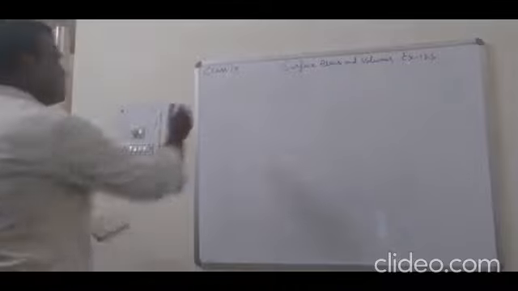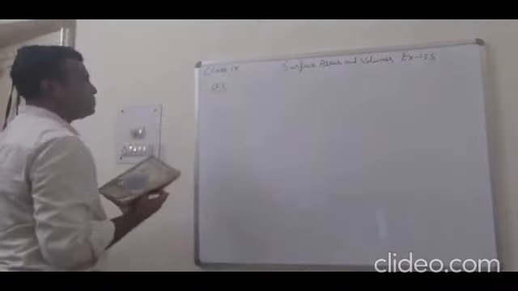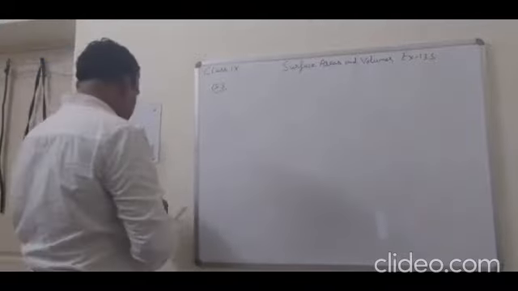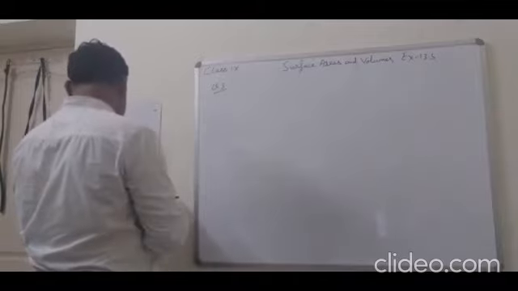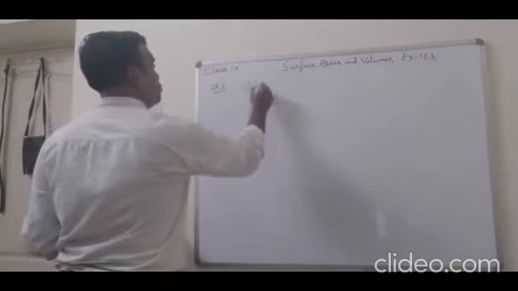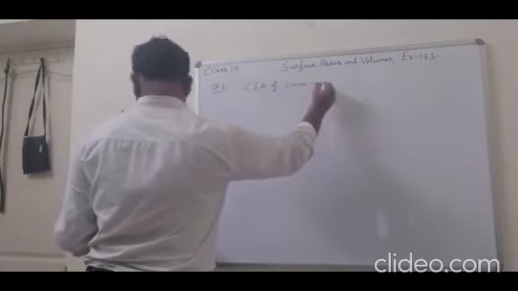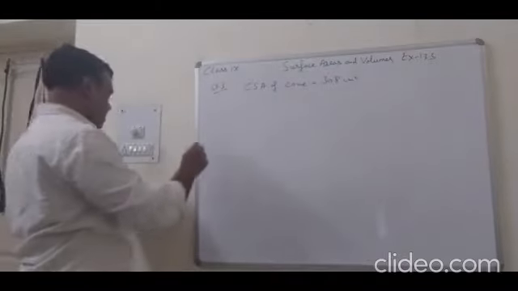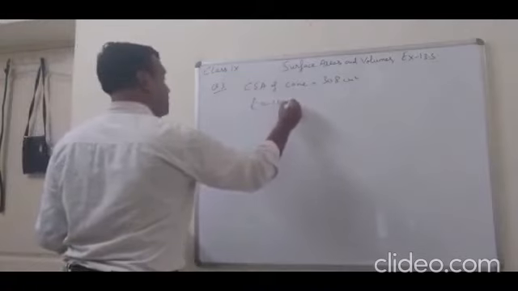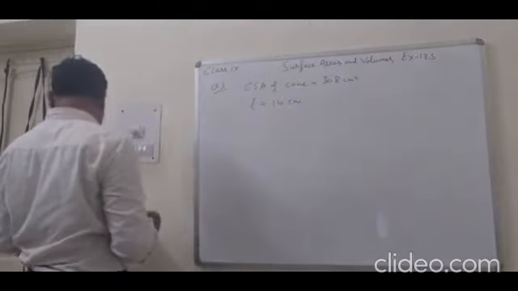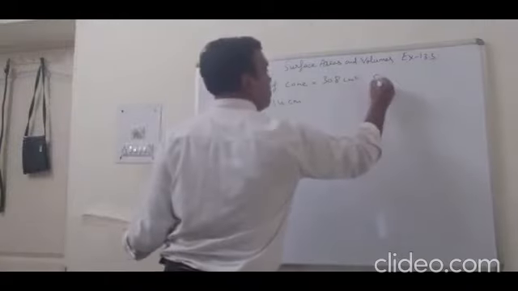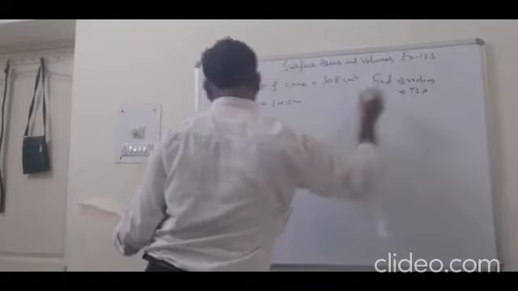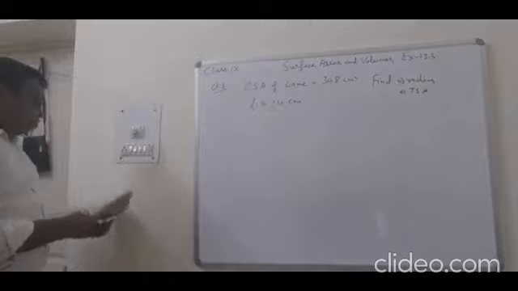Question third. Find the curved surface area of a cone is given to you. CSA of cone is given to you as 308 centimeter square, and the slant height is 14 centimeter. Find the radius of base and total surface area. You have to find two things: one the radius, and second the total surface area, TSA of cone.